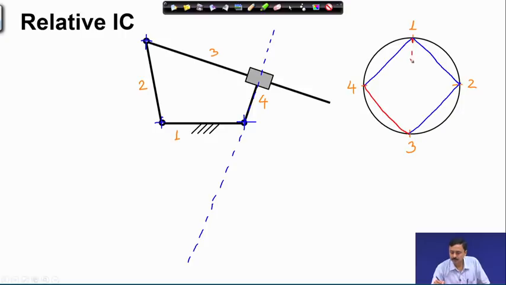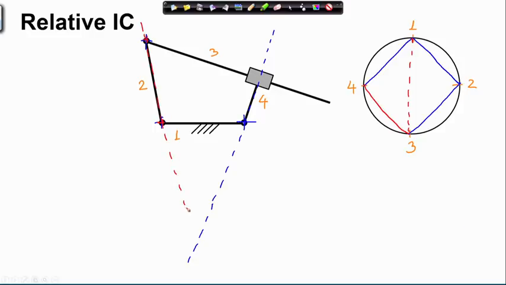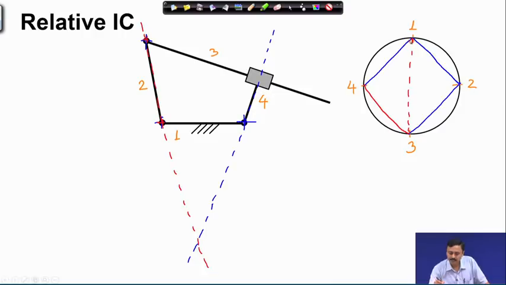Now, I ask this question whether I can find out I13. So, I13 lies on the line of I12 and I23, which means this line. I13 lies on this red dashed line, and I13 also lies on I14, which is here, and I43, which is at infinity on this line. So, this intersection point must be I13. So, I know I13.